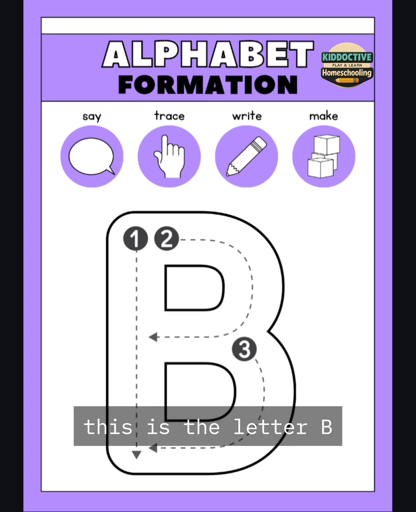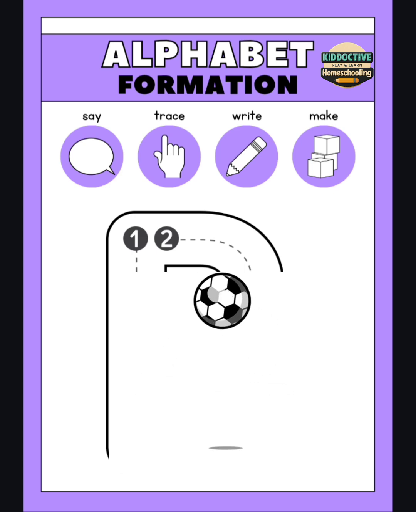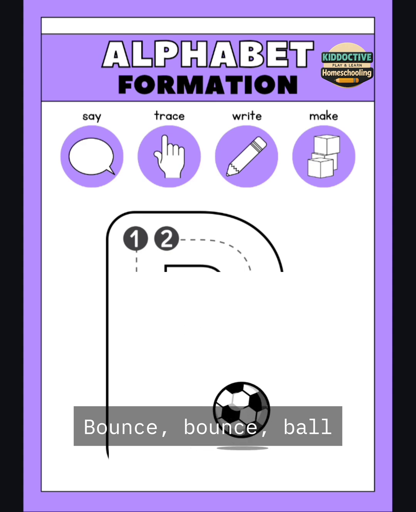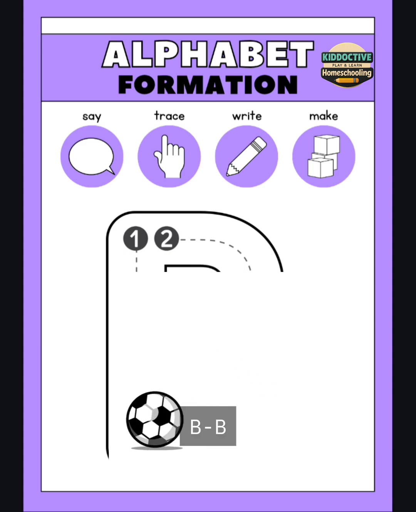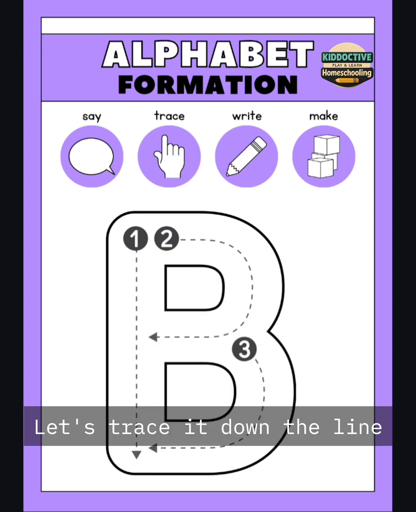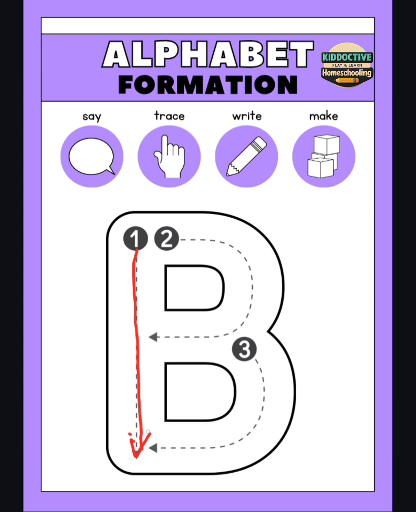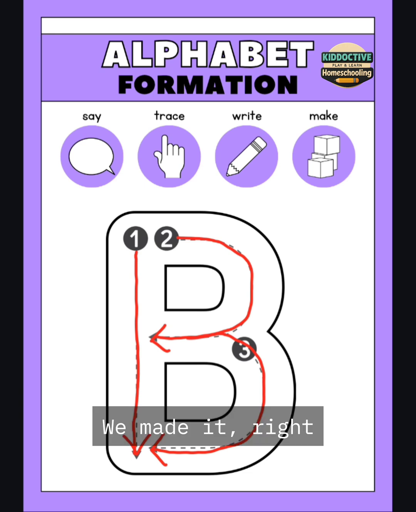Now, this is the letter B. B is for ball. Bounce, bounce, ball. B, B. Let's trace it down the line. 2 bumps. We made it, right?